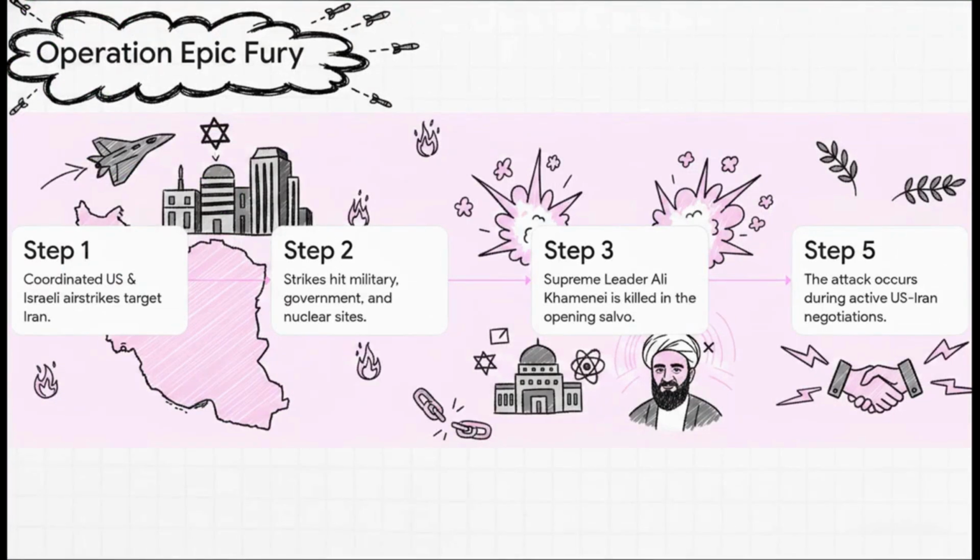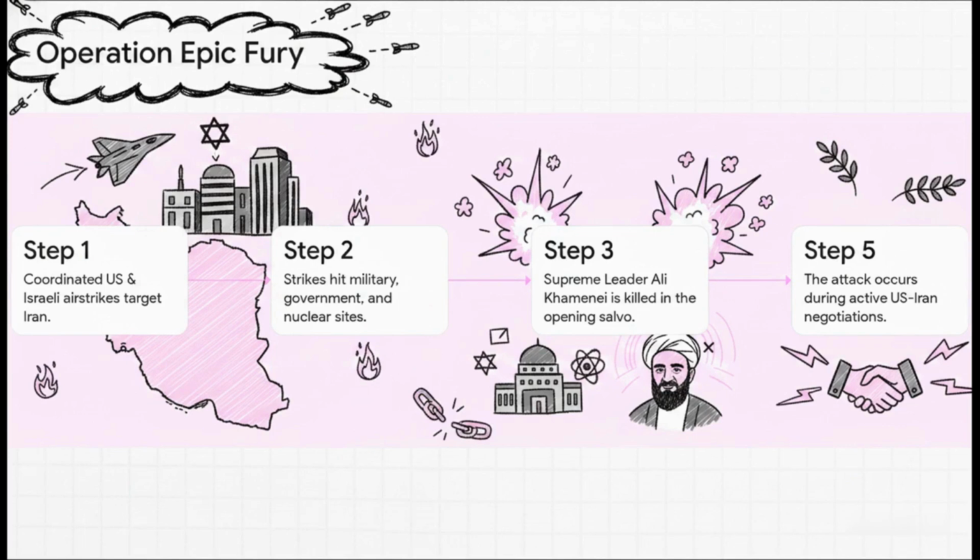On February 28th, it happened. The U.S. and Israel launched Operation Epic Fury, and the strikes were huge. They hit military headquarters, government buildings, and, crucially, key nuclear sites. In a development that shocked everyone, Iran's supreme leader Ali Khamenei was killed in the attack.